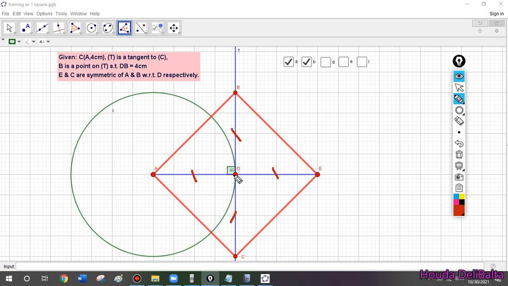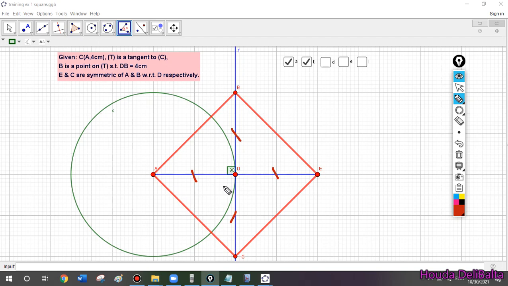That's definitely true because, as you see, D, the center of the square, which is going to be called the center of the square later, is the midpoint of BC, the first diagonal, and AE, the second diagonal. So they definitely bisect each other at the same point D, the midpoint.